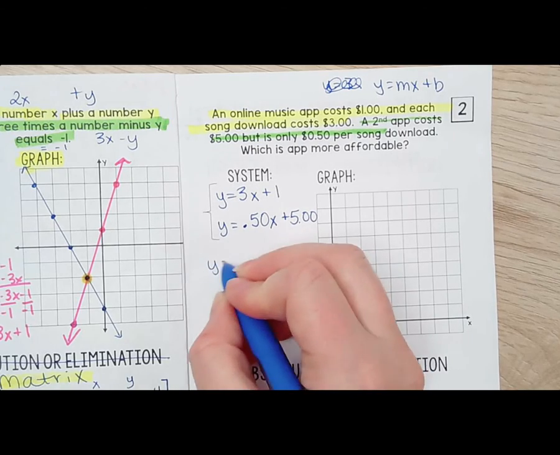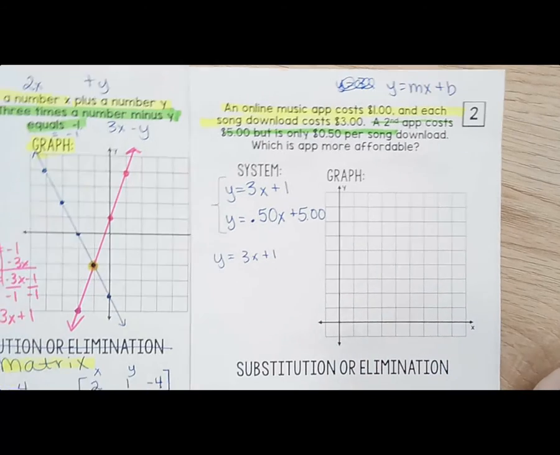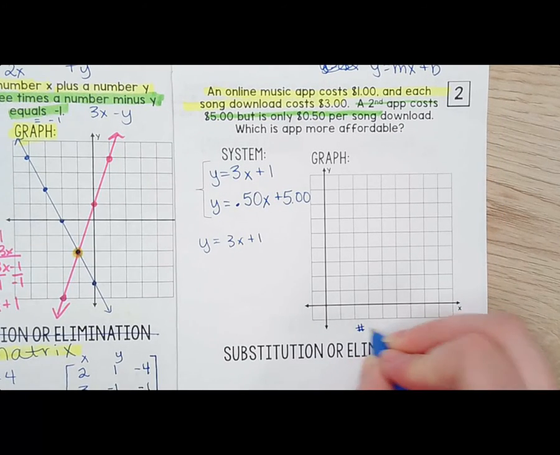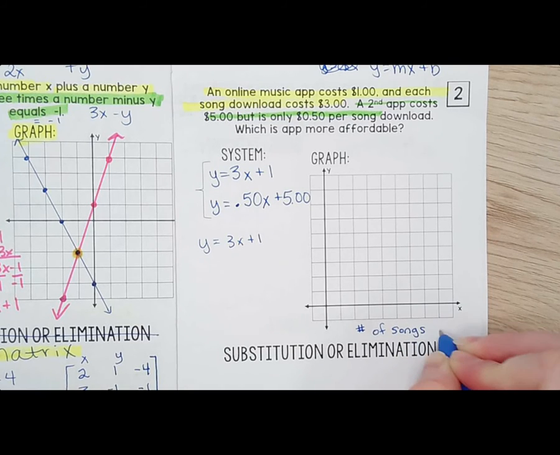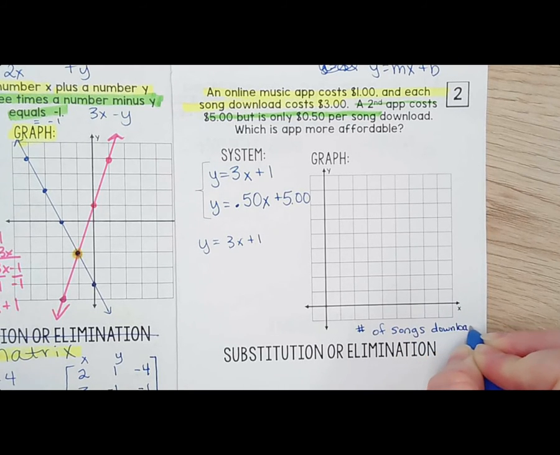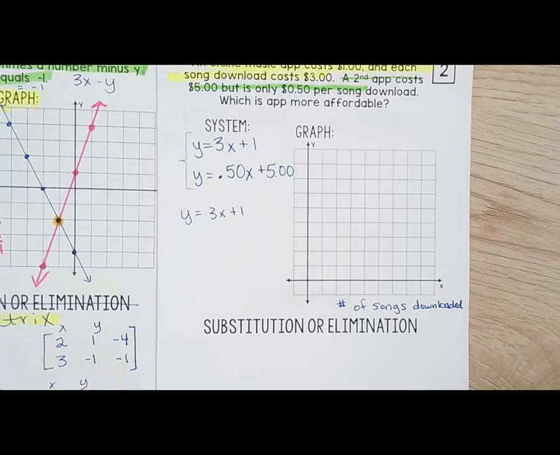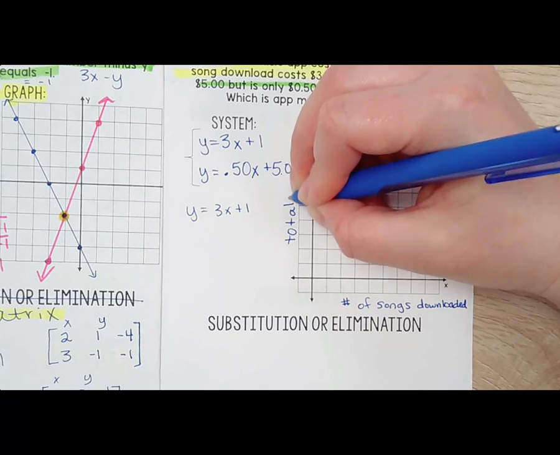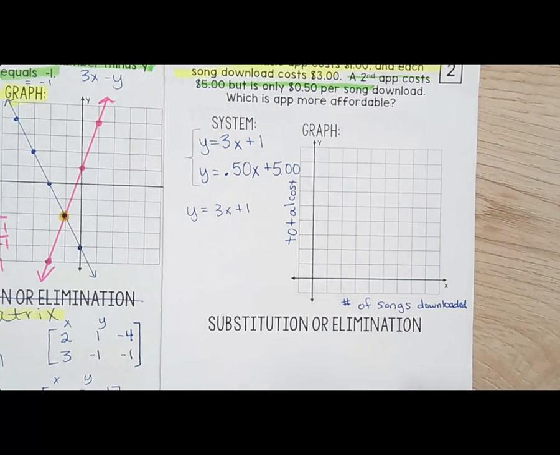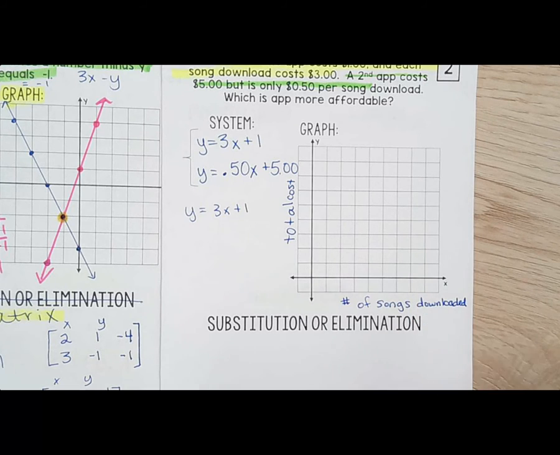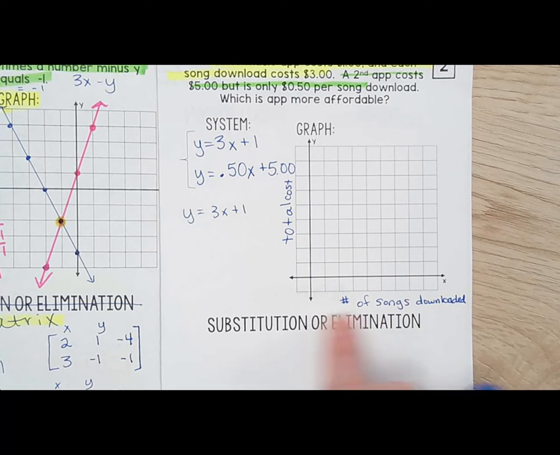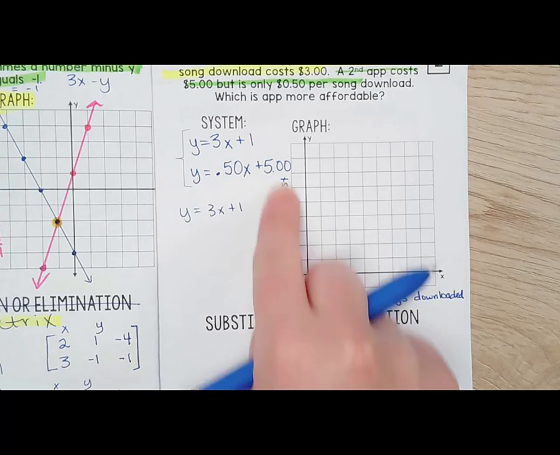So we need to graph this. Y equals 3x plus 1. So x is your number of songs. So I'm going to put that here. Number of songs downloaded. And your y is how much it costs. So I'm going to put total cost. See how it's only quadrant 1? And that's because number of songs downloaded will only be positive numbers, and total cost will only be positive.